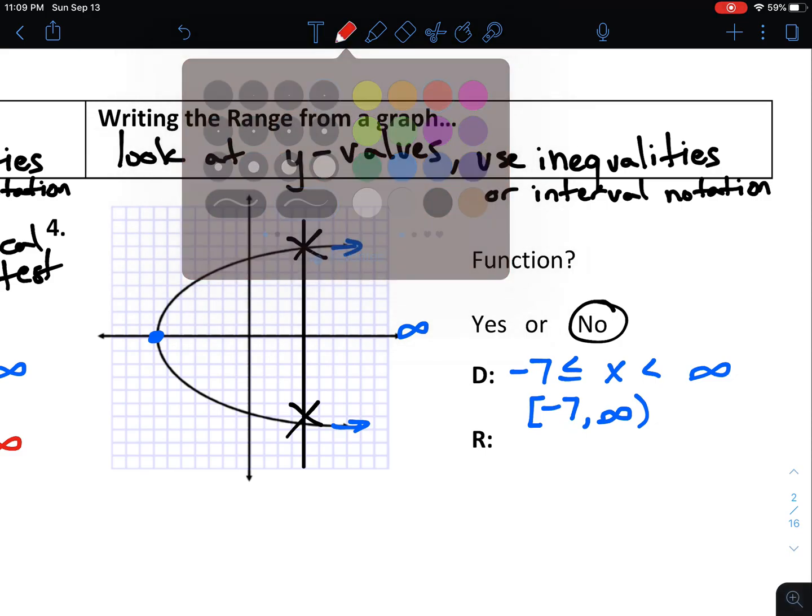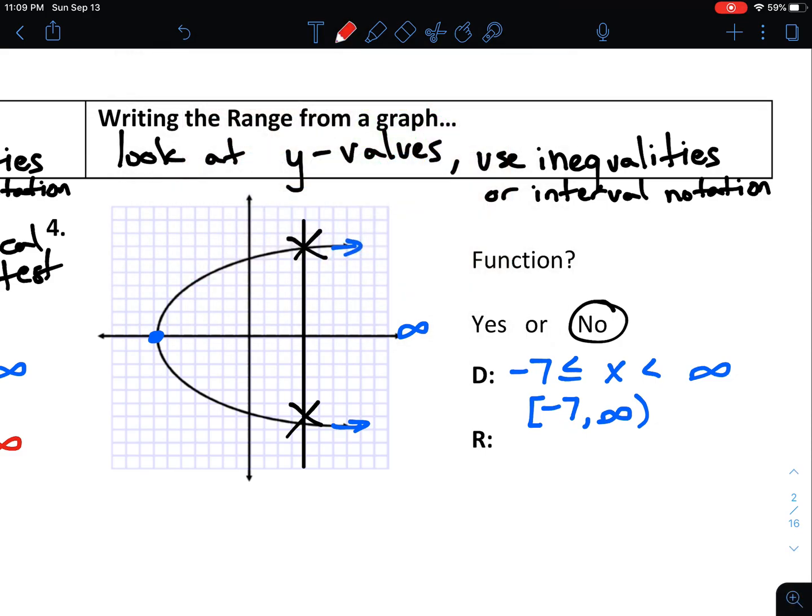Okay, let's talk about range for this one. So range for our y values. It does look like our graph goes to the right and also down. And if it's going down forever, that would be towards negative infinity. On the other end, it's going to the right, but also going up forever, meaning it's also going up to positive infinity. So with inequalities, we would say negative infinity is less than y is less than infinity. Or with interval notation, negative infinity, comma, positive infinity, both with parentheses.